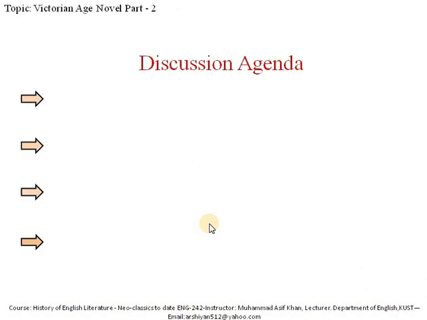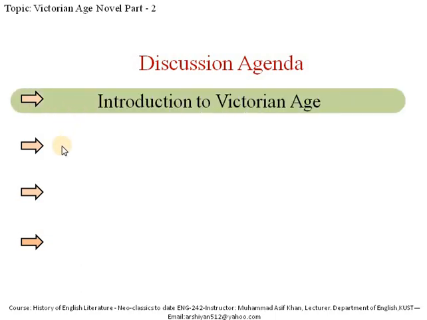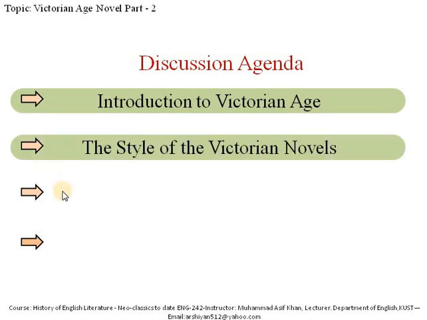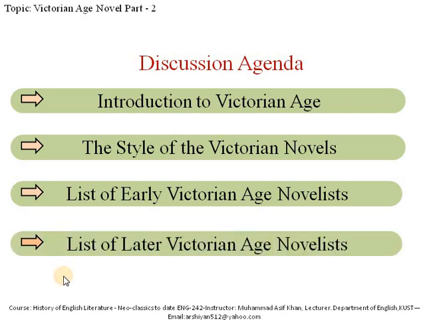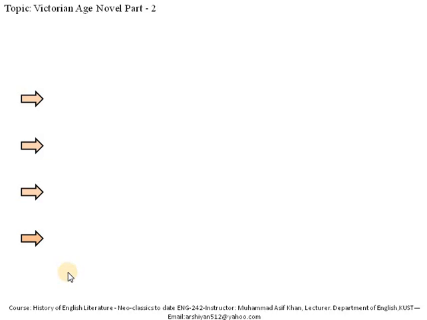I am your teacher Muhammad Asif Khan, lecturer, Department of English. Dear students, I will start my lecture by giving you a sketch of the discussion agenda. First, I will discuss the introduction to the Victorian Age, and we will also have a look at the style of Victorian novels. After that, I will provide a list of Victorian Age novelists, divided into two parts: early Victorian Age novelists and later Victorian Age novelists. Up till now we are just revising the last lecture, to connect you with the study which we left in the last lecture.